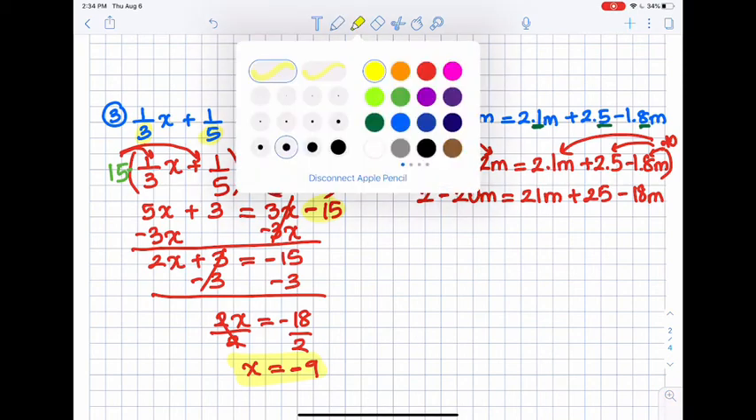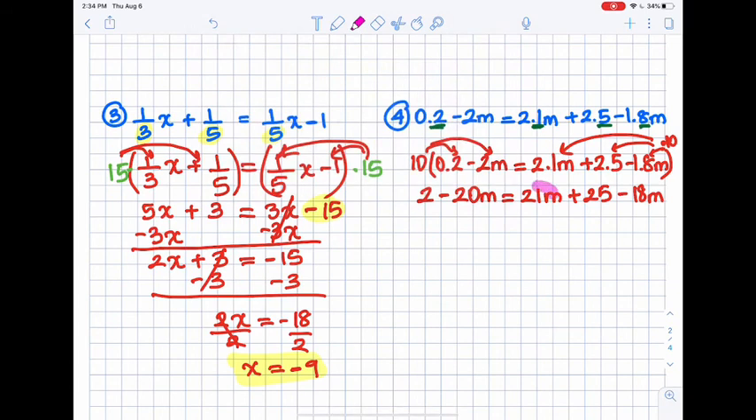I see 21m here, and I see negative 18m here. When I add them, when I combine them, I am going to get 3m, and I will keep 25 as it is. And on the other side, I will rewrite the expression. Okay, now I'm going to move negative 2m to the other side because I want to deal with a positive coefficient. That's why I'm going to add 20m to both sides of the equation.